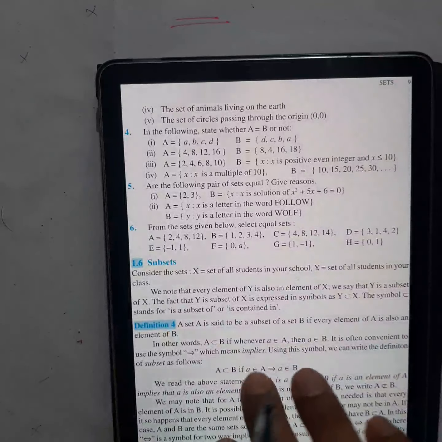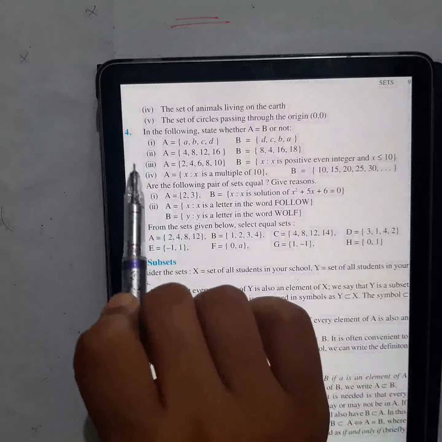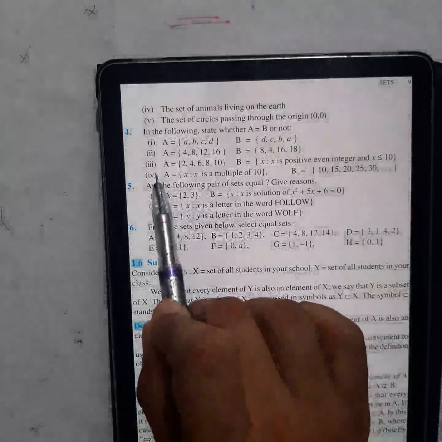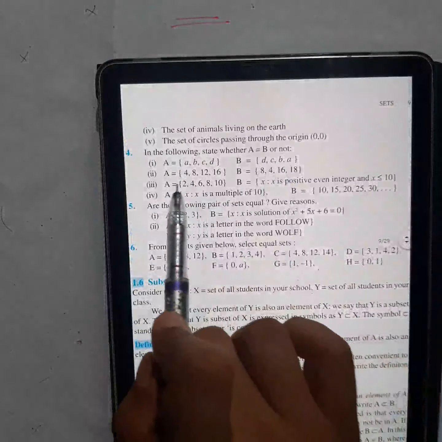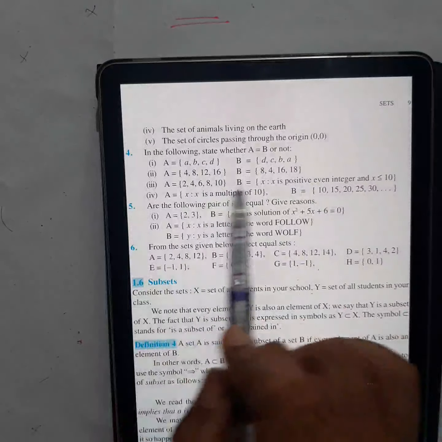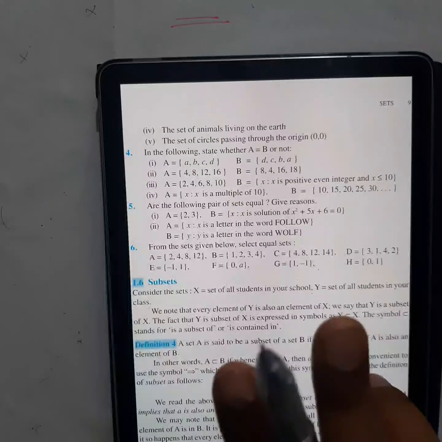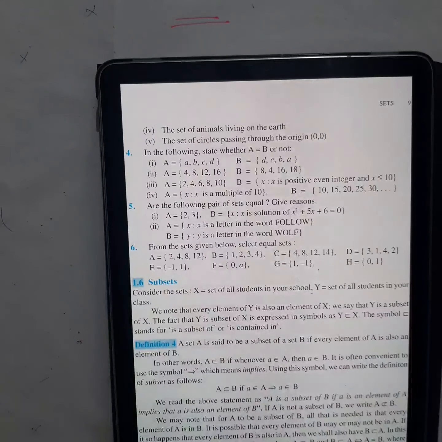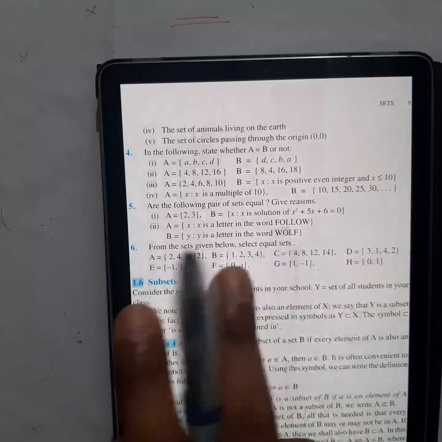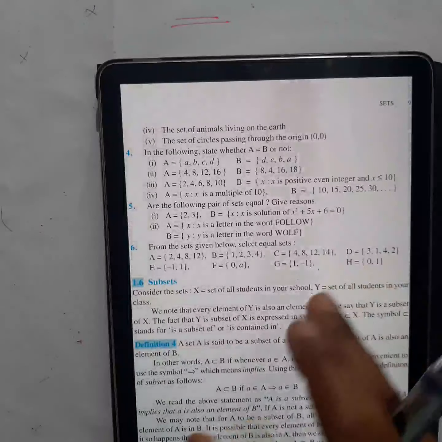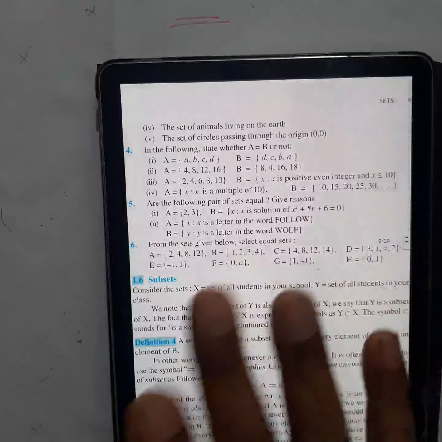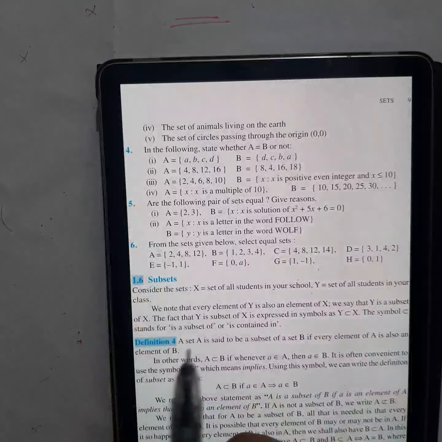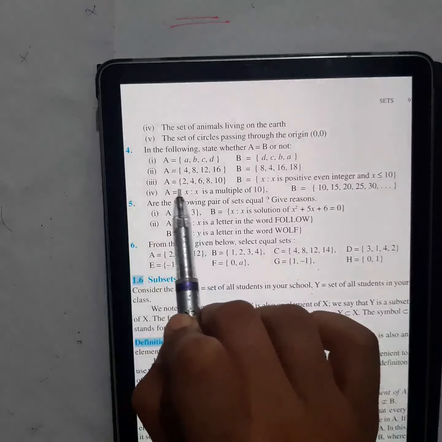Okay students, so in the last video I think I have done till question number 4.2, right? So 4.3, what does it say? Now in this question they have asked you whether A is equal to B or not. When will two sets be equal? If in both sets you have the same number of elements, and the same kind of elements must be there. If that is so, then that set will be called equal, okay?